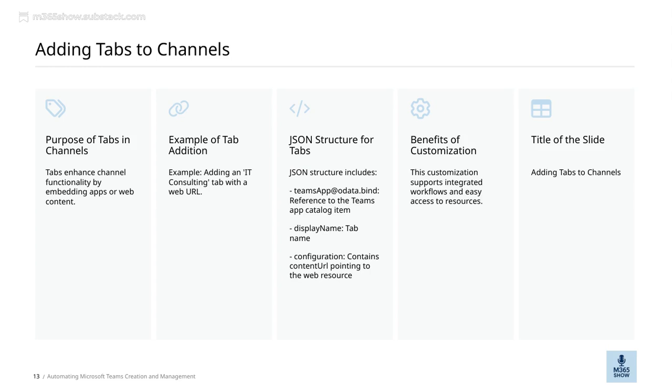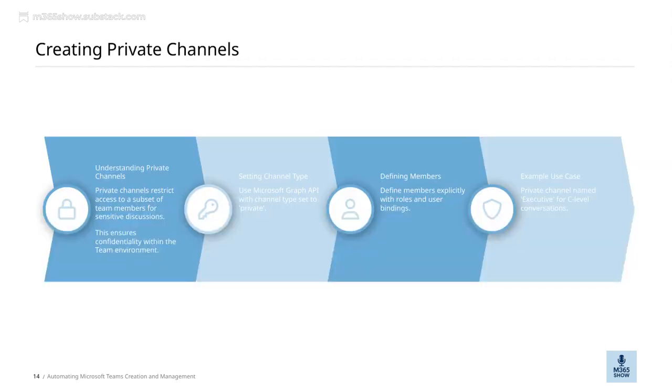Tabs significantly enhance channel functionality by embedding apps or web content directly into the workspace. This means our team can access tools, documents, or dashboards without leaving Teams. The overall purpose of adding tabs in channels is to customize and optimize our collaboration environment. It makes resources more accessible and helps automate workflows, ultimately boosting productivity. So, in summary, adding tabs is a powerful way to tailor channels to our specific needs, making Teams a more integrated and resource-rich platform.